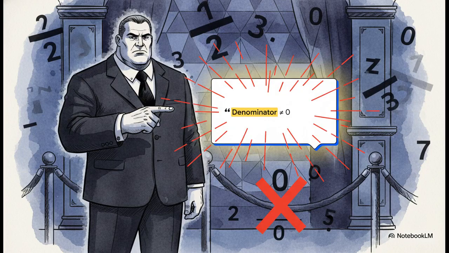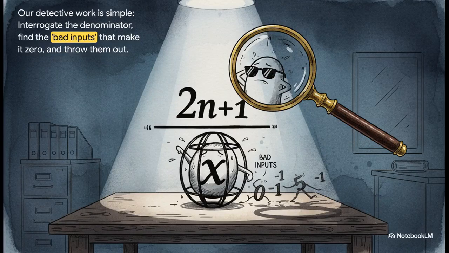And the bouncer at this party, well, he's got one rule, just one, and it is non-negotiable. This is it, the golden rule, our prime directive. The denominator can never, ever be zero. Seriously, that's it. That's the big secret to this whole thing. So our detective work is actually pretty straightforward. Our one and only job is to look at the denominator, that's the bottom part of the fraction, and figure out which numbers, which bad inputs, would make it turn into zero. Once we find them, we kick them out. They are not on the guest list.